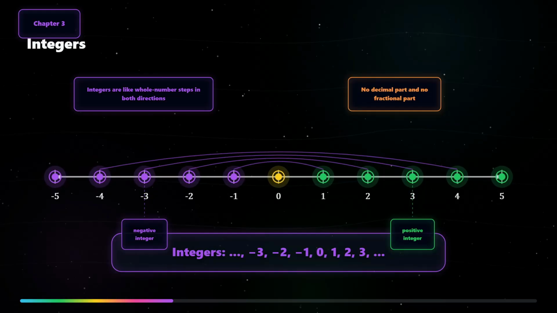-2/3 is not an integer either because it does not land on a whole number tick mark. If you are ever unsure, ask yourself, could I get to this number by counting in exact steps of 1 from 0? If yes, it is probably an integer. If it lands halfway between steps or somewhere between steps, it is not an integer.